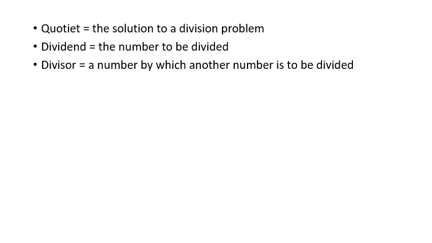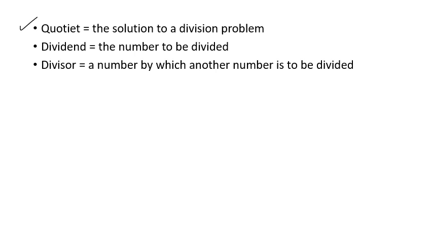So we need to define some terms as usual at the start of a chapter. It's a good place to start. We'll define these three terms here. So we have the quotient. The quotient is the solution to our division problem, in the same way that the product is the name of our multiplication answer, or the sum for addition, or the difference for subtraction. It's a pretty key term to know what to call our answer rather than just calling it the answer.